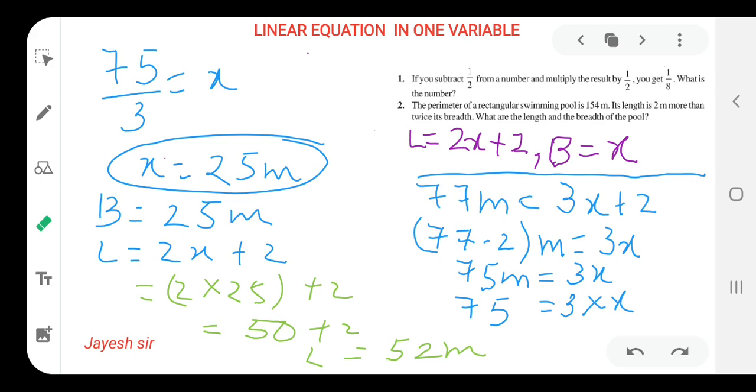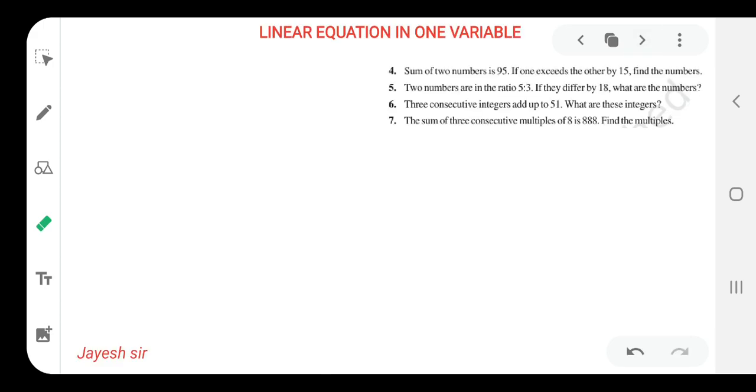So breadth is 25 meter and length is 52 meter. So let's begin with our next sum. Our next sum is: the sum of two numbers is 95. That means first number plus second number would be 95.